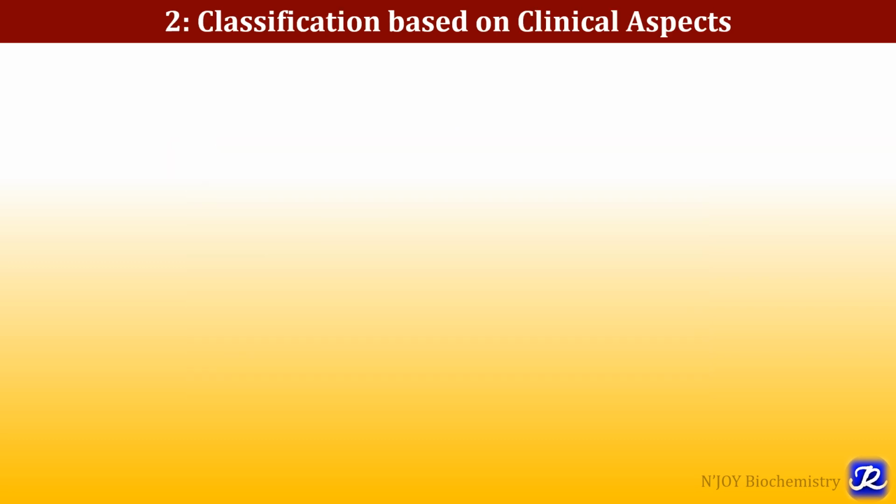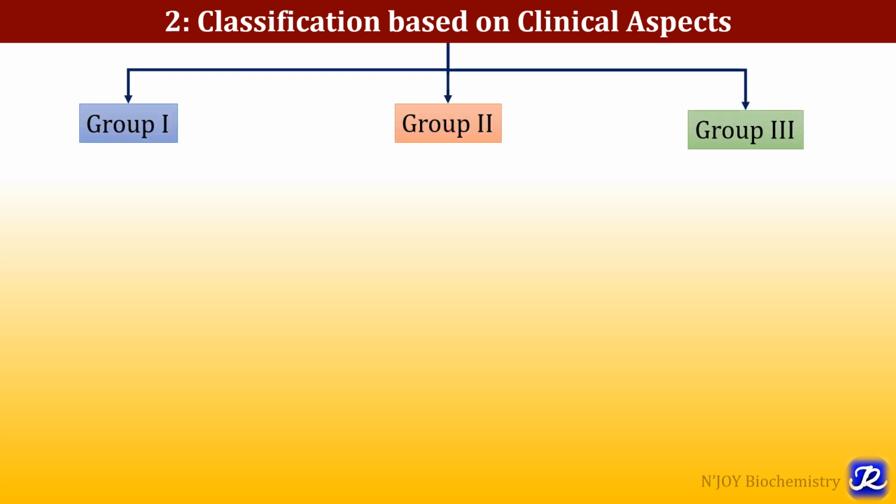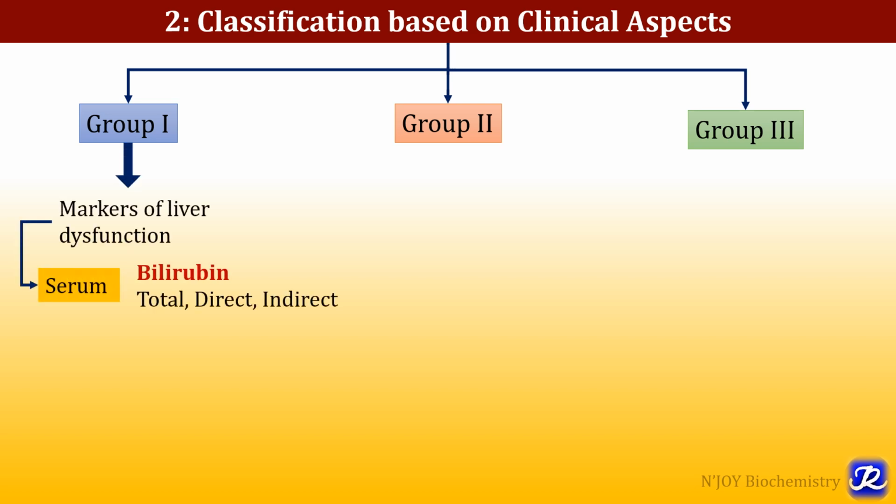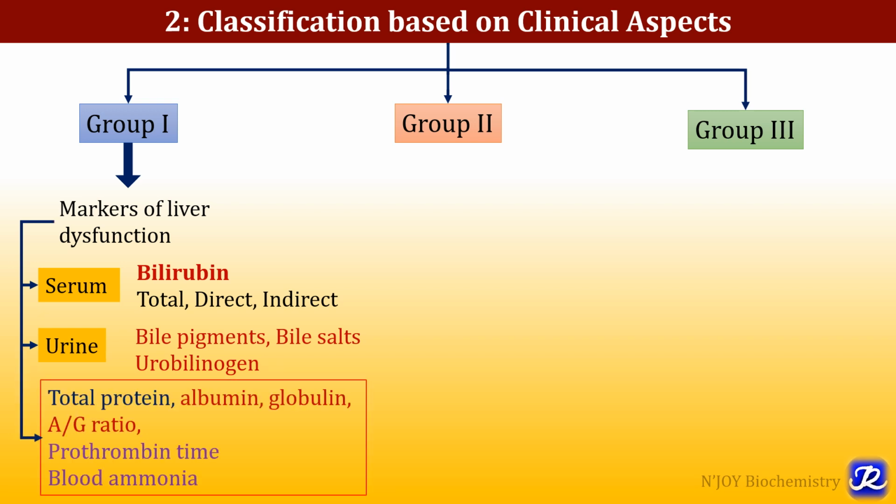Now let's see how the liver function tests are classified based on the clinical aspects. The laboratory investigations are the same, but they are grouped differently. So there are 3 groups. Group 1 includes markers of liver dysfunction, and it includes the estimation of serum bilirubin, that is total, direct and indirect. In the urine, bile pigments, bile salts and urobilinogen, as well as estimation of total protein, albumin, globulin, AG ratio, prothrombin time and blood ammonia. So all this comes under group 1 as markers of liver dysfunction.